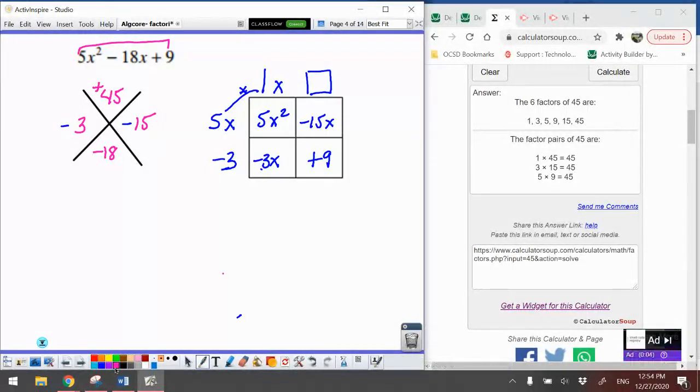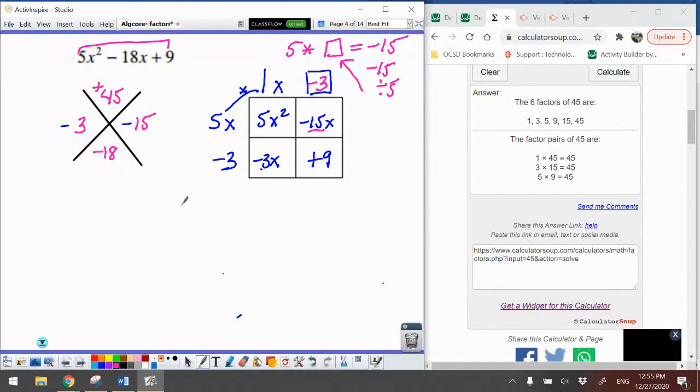Okay, so I need 5 times something is going to give me a negative 15. That's what I'm looking for. So, well, I know 5 times 3 is 15, but it needs to be negative. So this is going to be a negative 3. And I can check myself. Negative 3 times negative 3 is a positive 9. So you can work backwards by doing a little division here. Okay, so negative 15 divided by 5 is going to give me that guy.